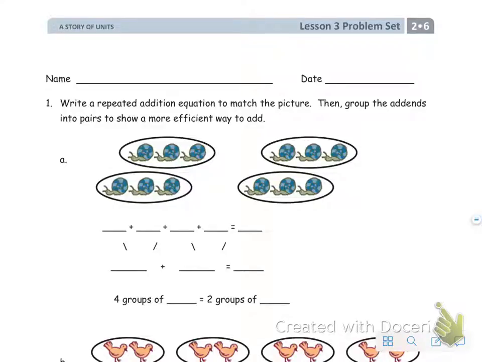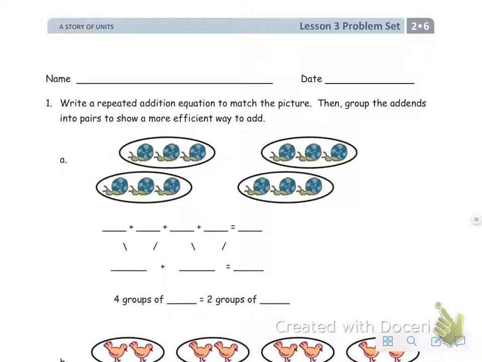Alright, so this is Module 6, Lesson 3, and the complexity of what we're doing is going up a notch. So let's go ahead and get started. It says to write a repeated addition equation to match the picture, then group the add-ins into pairs to show a more efficient way to add.